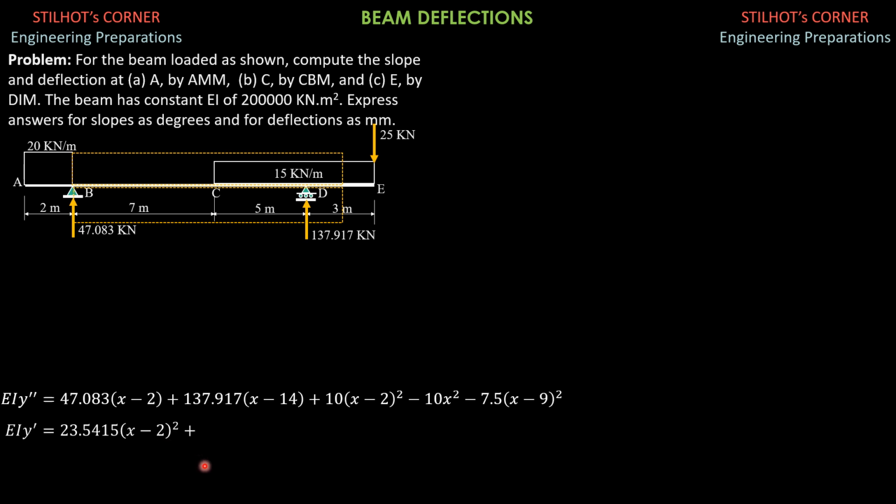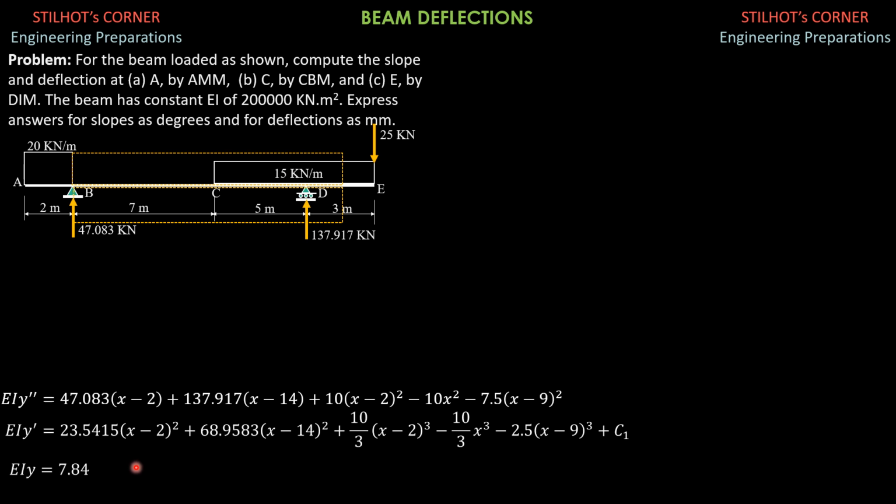23.5415 x minus 2 squared plus 68.9583 x minus 14 squared plus 10 thirds x minus 2 cubed minus 10 thirds x cubed minus 2.5 quantity x minus 9 cubed plus c sub 1. Integrating again, we have EI y equals 7.8472 x minus 2 cubed plus 22.9861 quantity x minus 14 cubed plus 5 over 6 x minus 2 to the fourth minus 5 over 6 x to the fourth minus 5 over 8 quantity x minus 9 to the fourth plus c sub 1 x plus c sub 2.